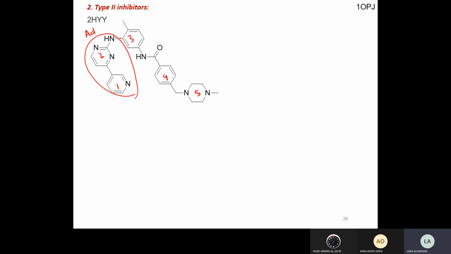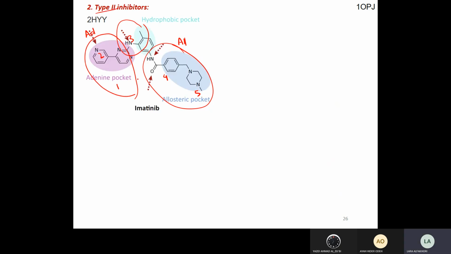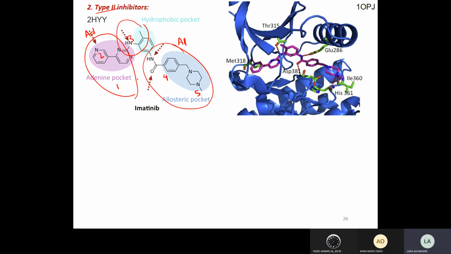The ring that is attached to it is hydrophobic in nature, and this one can reach the allosteric site. So it's a type 2. All right. Here's a crystal structure.